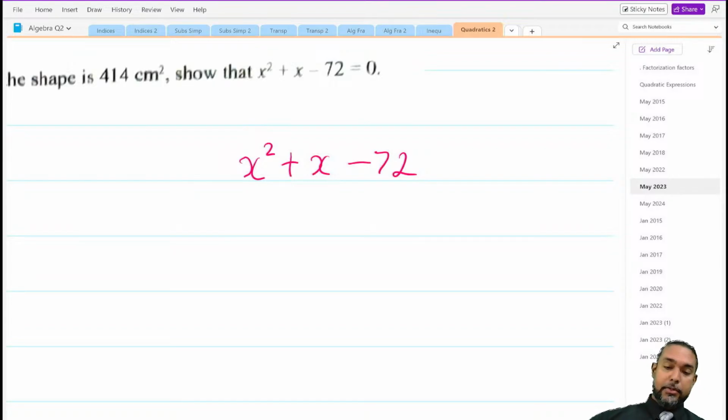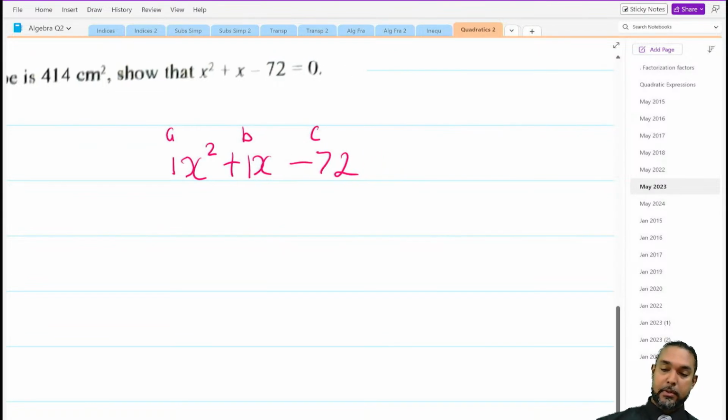So the number in front of the x squared is understood as 1, and same for the x. When no number is explicit in front of the algebra, 1 is understood. So the value of a is 1, the value of b is 1, the value of c is minus 72.